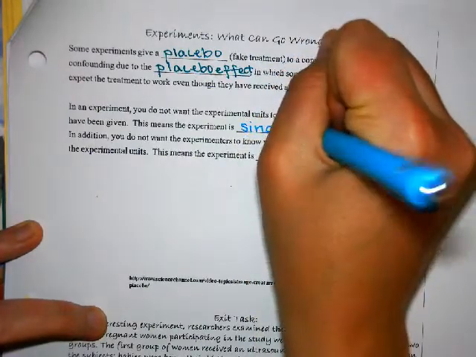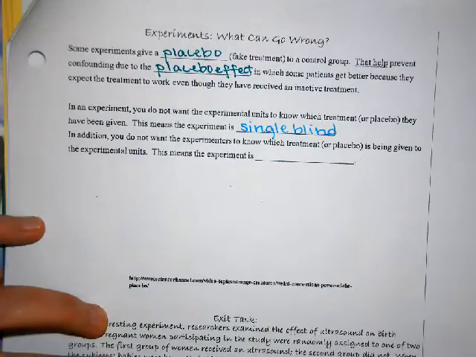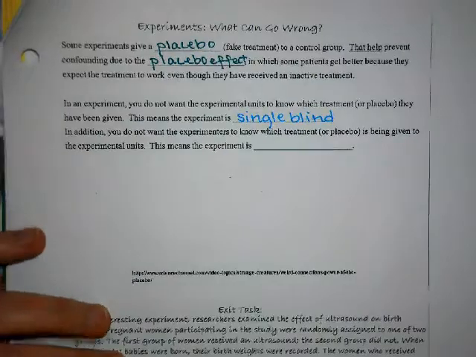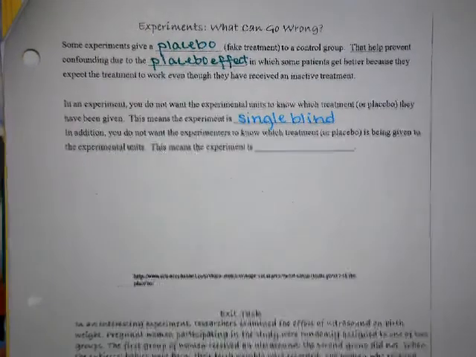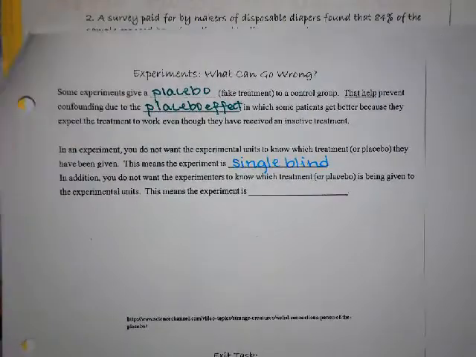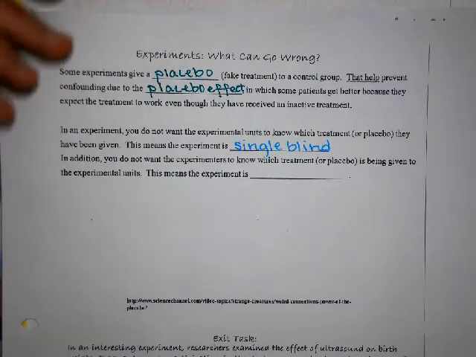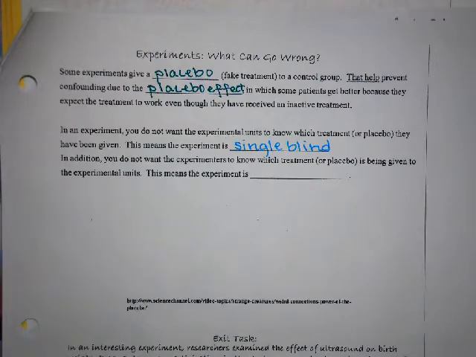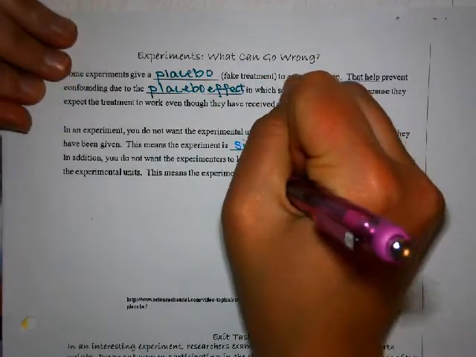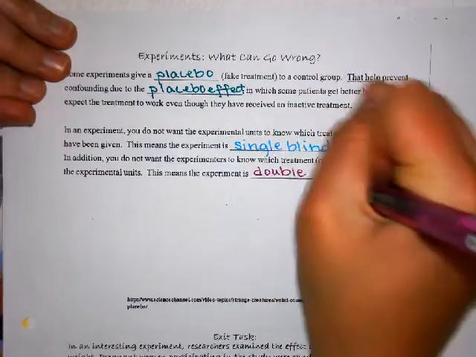In addition, you really don't want the experimenters, the people administering the treatments, to know what treatment the person is getting, either the actual treatment or the placebo. And if you can accomplish that, this experiment is known as double blind. Double blind is better than single blind, but there are some experiments where double blind is not possible.